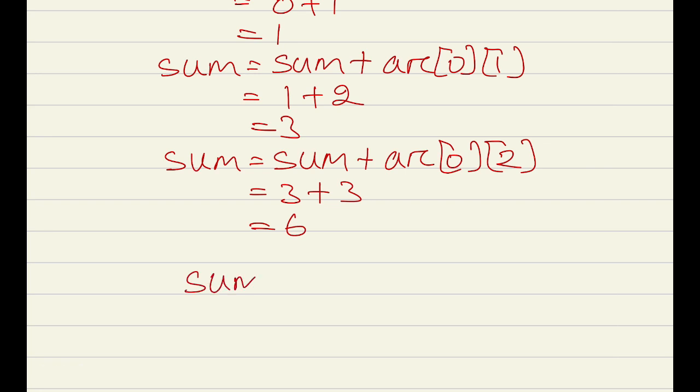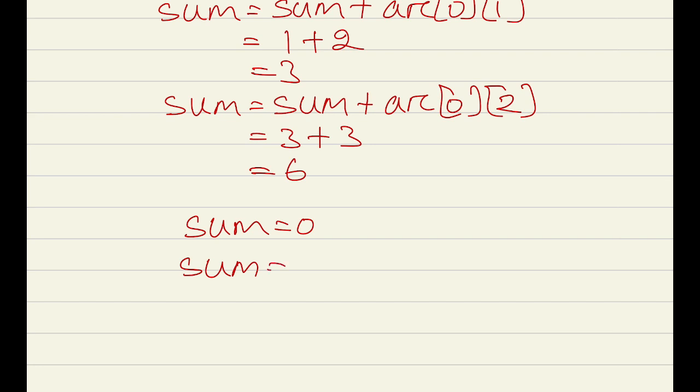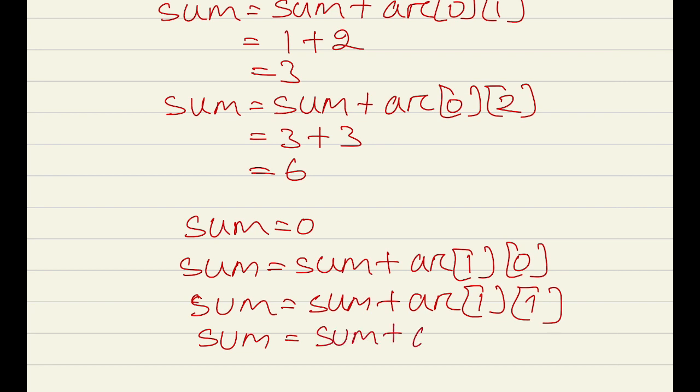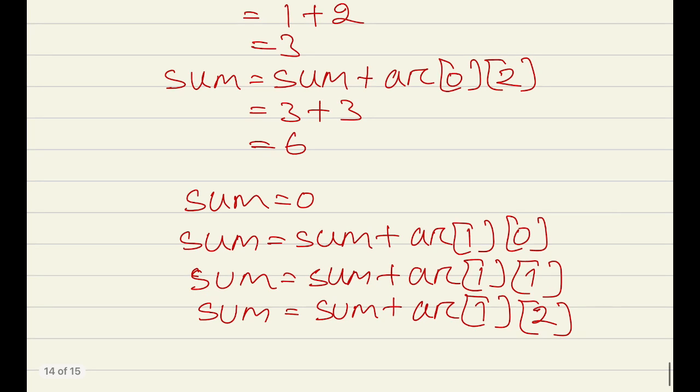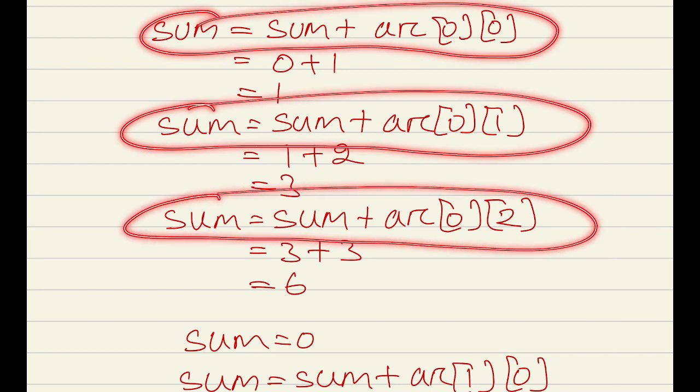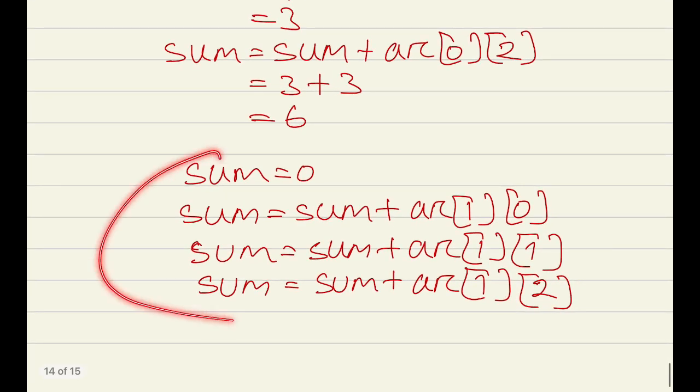Then again initialize the sum to 0, and write the same formula: sum equal to sum plus ar of 1 0, then sum equal to sum plus ar of 1 1, then sum equal to sum plus ar of 1 2. So instead of repeatedly writing ar of 1 0, 1 1, 1 2, we can use a loop. Similarly here, instead of writing sum equal to sum plus ar of 0 0, ar 0 1, ar 0 2, we can use a loop. After completing the sum in one row, we print the value of sum and again initialize the sum to 0.